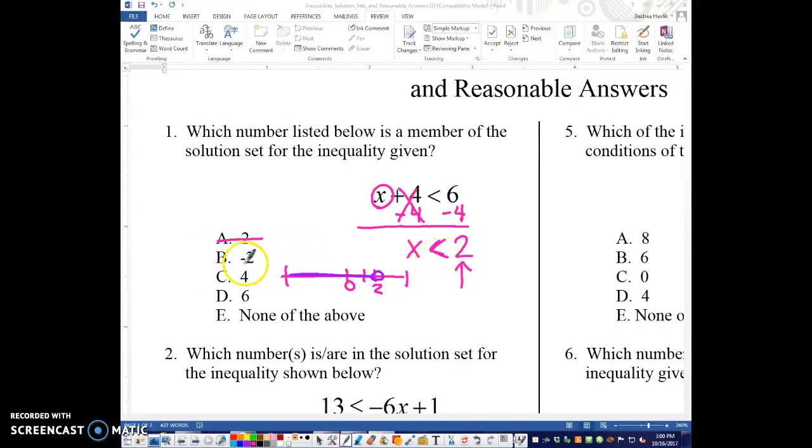Is negative 2 less than 2? Yes. Is 4 less than 2? No. Is 6 less than 2? No. None of the above? Well, we have 1. So B.